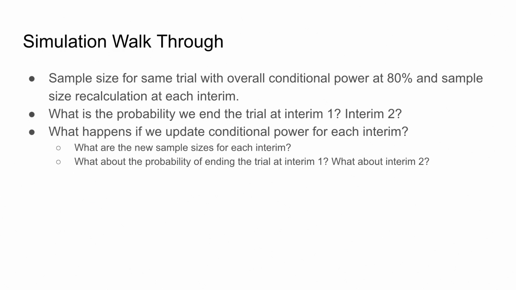The simulation walkthrough. So we're going to take a look at the sample size for the same trial with overall conditional power at 80% and sample size recalculation at each interim. We'll also take a look at what is the probability we end the trial at interim 1. What about interim 2? Additionally, what if we change the power constraint? What if instead we update conditional power for each interim? How will the answers change for each of these questions?